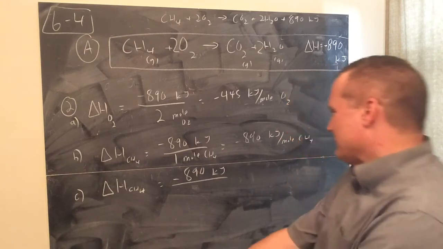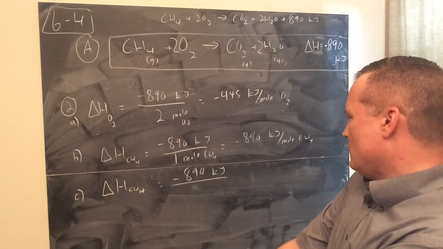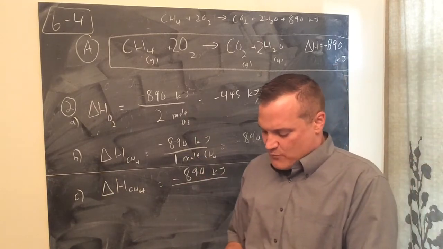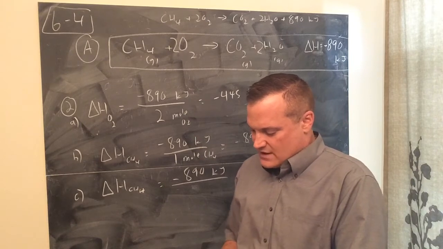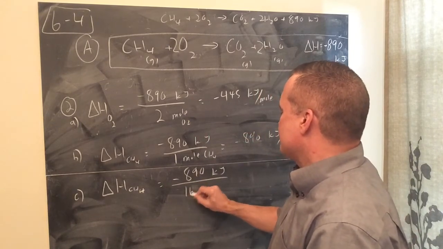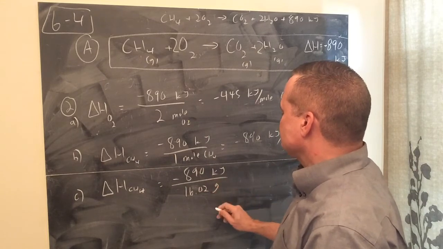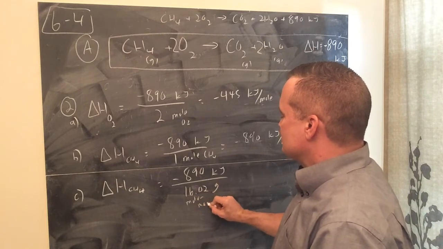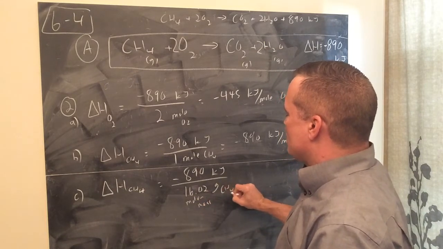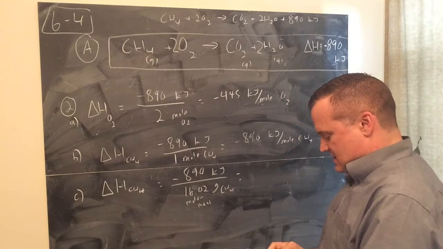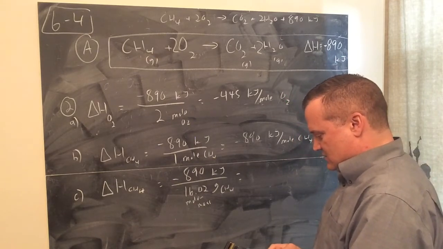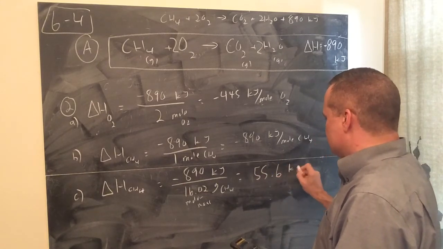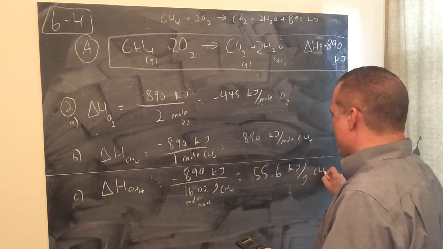But let me think about that first for a minute. Per mole, let's just say, no, we're going to use the molar mass. So CH4, 12.01 plus 4.04, 16.02 grams, that's the molar mass of CH4. So 890 divided by 16.02 is 55.6 kilojoules per gram of CH4.